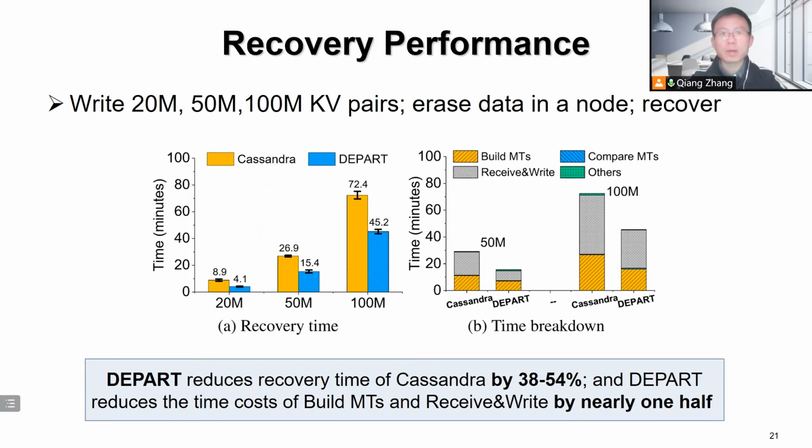We also evaluate the recovery performance on recovering a failed node. We consider different write sizes, then create one node and remove all its data. Finally, we perform recovery. The results show that DEPART reduces the recovery time of Cassandra by 38 to 54%, and DEPART mainly reduces the time costs of building trees and receiving and writing data by nearly half of Cassandra, by reading and writing the primary and redundant copies in parallel.